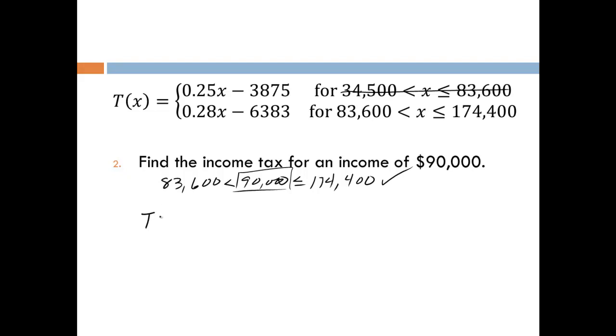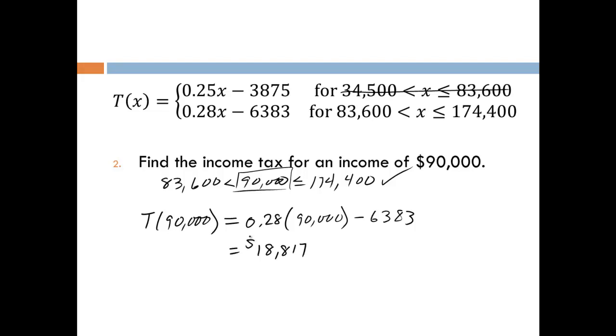So now this time we want T of 90,000, which will be equal to, using the second piece, 0.28, and in place of the x we're going to put 90,000, and then minus 6,383. And if we plug that into our calculator, we'll get $18,817, which is the tax due for someone who had an income of $90,000.